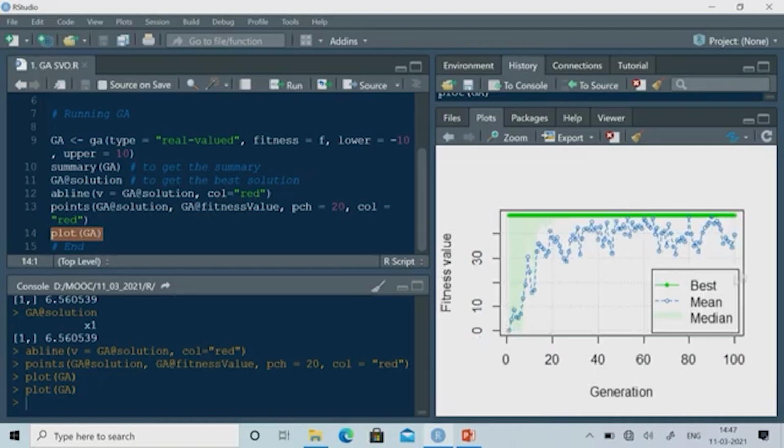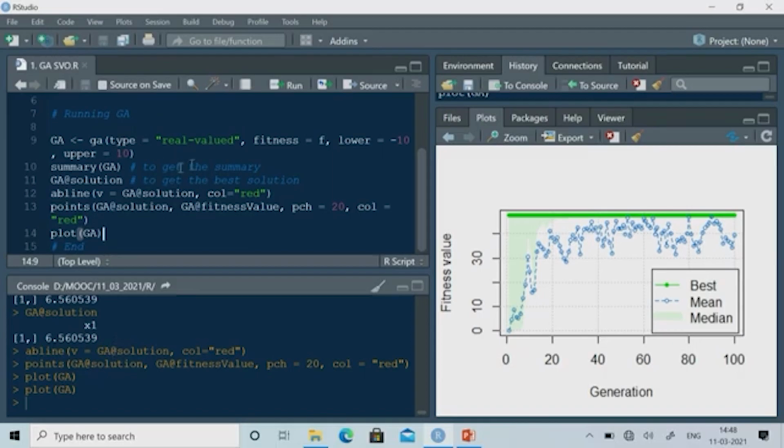You can see it is showing the best fitness and then the mean value as well as the median value, and you can see that with generation the mean value, that means all the populations, are converging towards the global optimal solution. Okay. So, this is the solution of this problem using genetic algorithm.